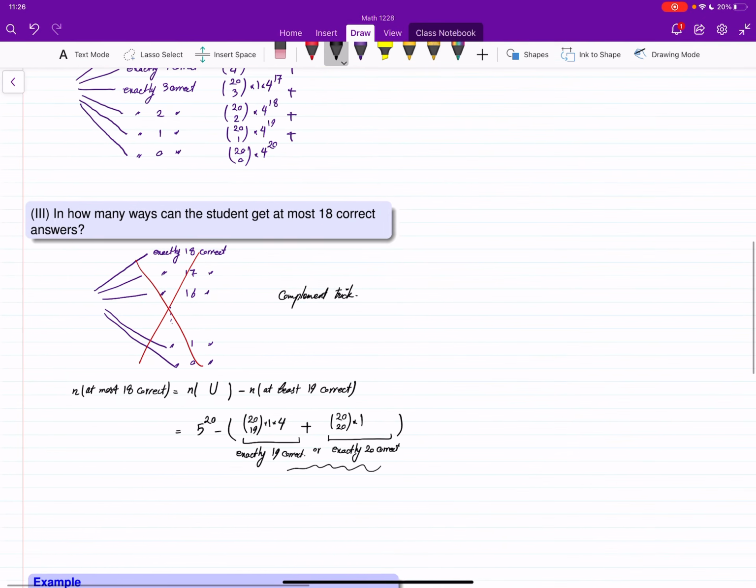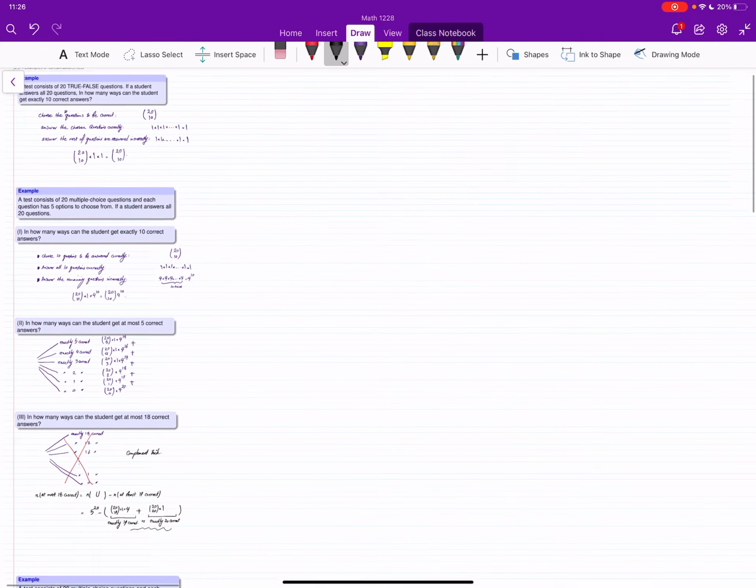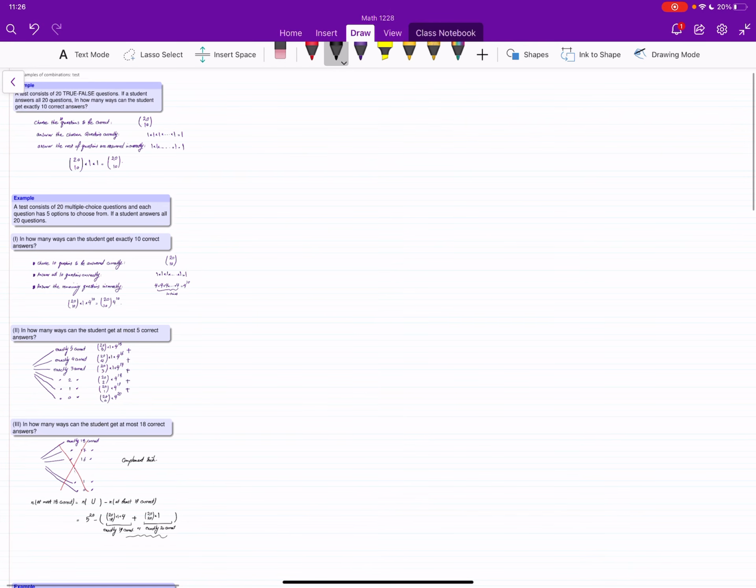Okay, so these were examples of how to answer questions in a test, true false or multiple choice, with a specific number of correct answers.